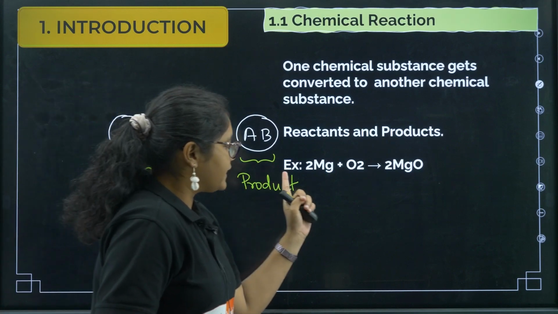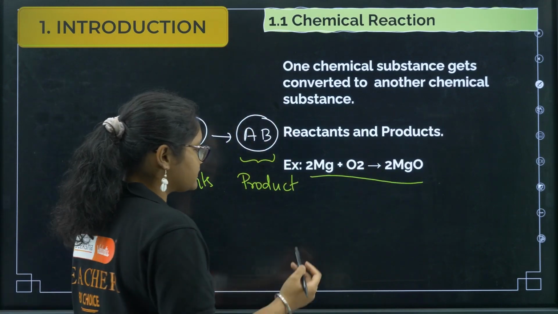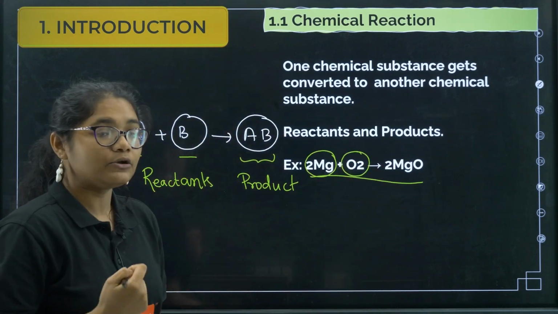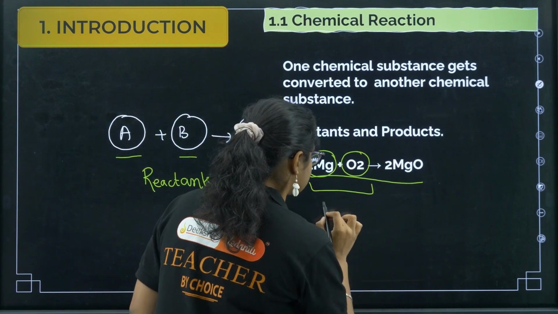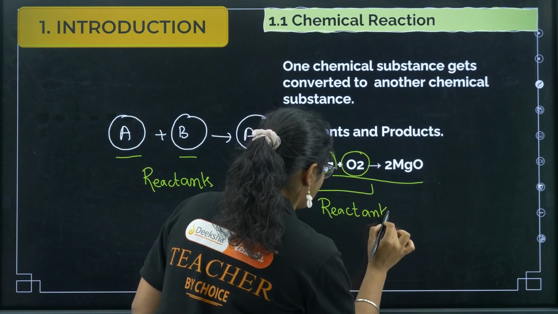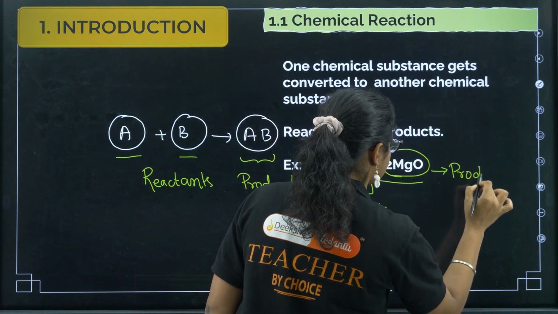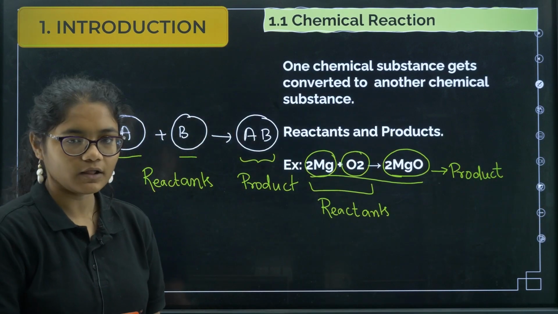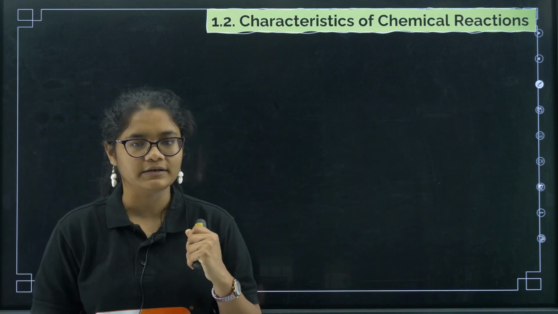Now, we'll take an example: Mg plus O2 gives MgO. Which are the reactants? Magnesium has reacted with oxygen to give you magnesium oxide. So here magnesium and oxygen are the reactants, and MgO is the product. Clear? Got it?